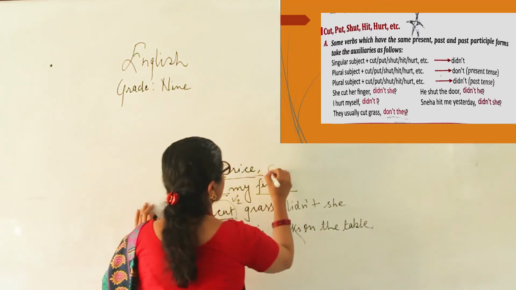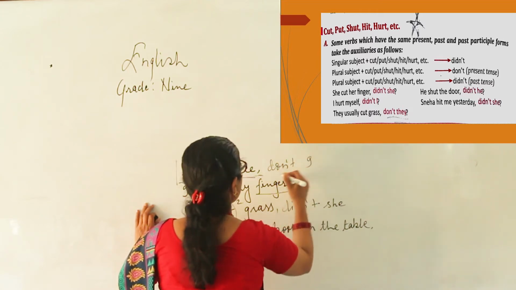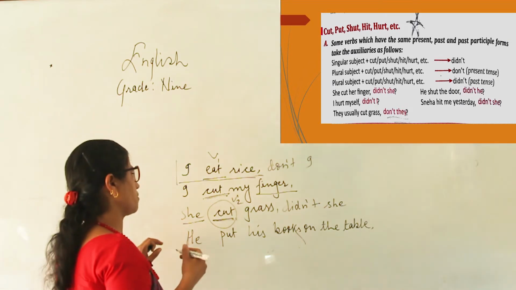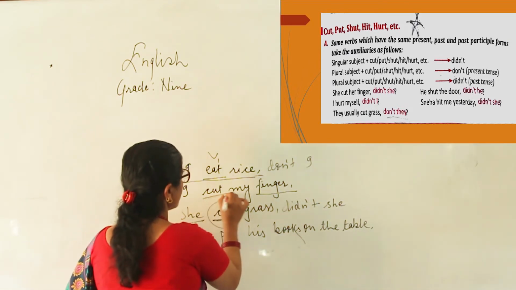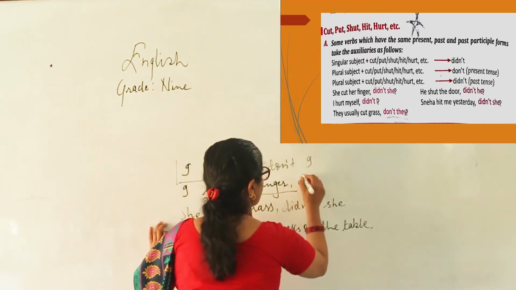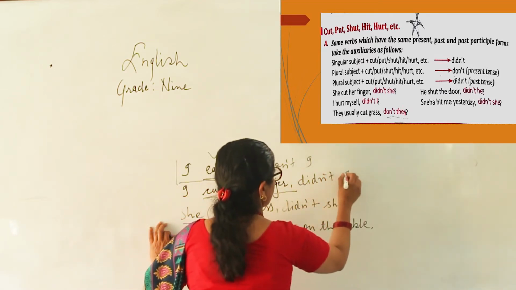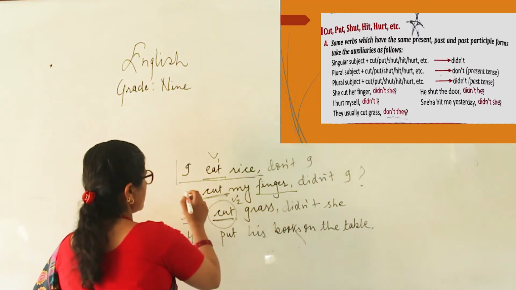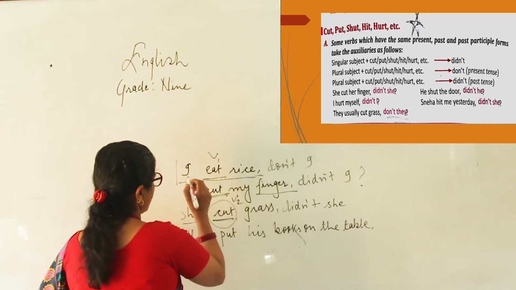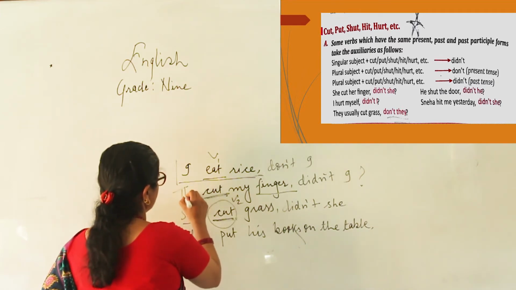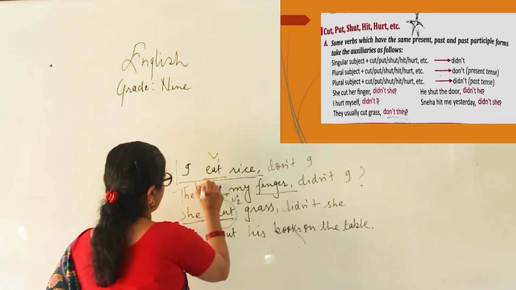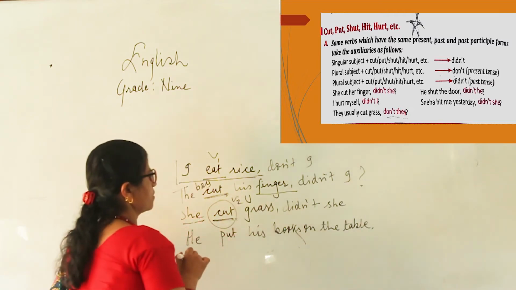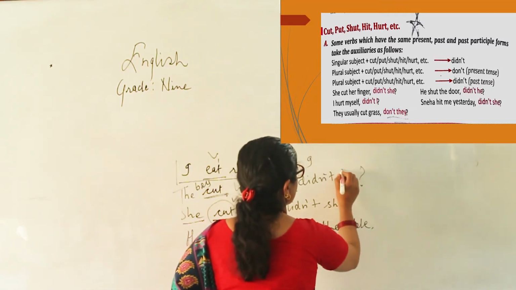I eat rice, don't I? I cut my finger. Here the action is already completed, so here you can see did I again. Or here can be another type of sentence, another subject. The boy cut his finger, didn't he? You can write that.